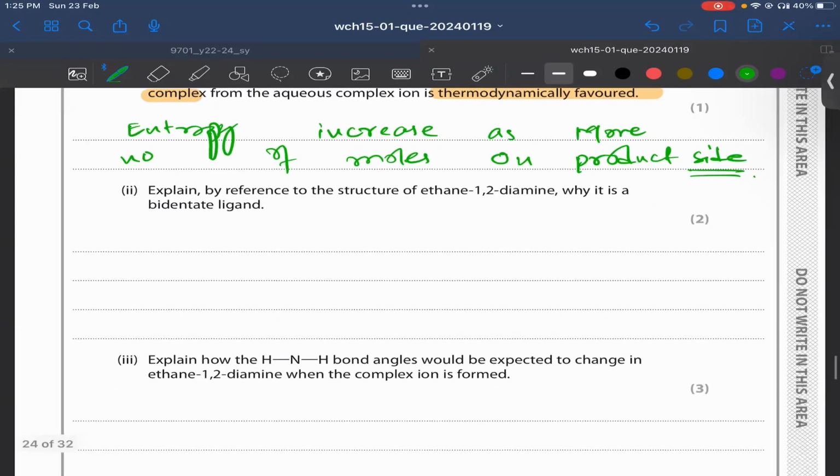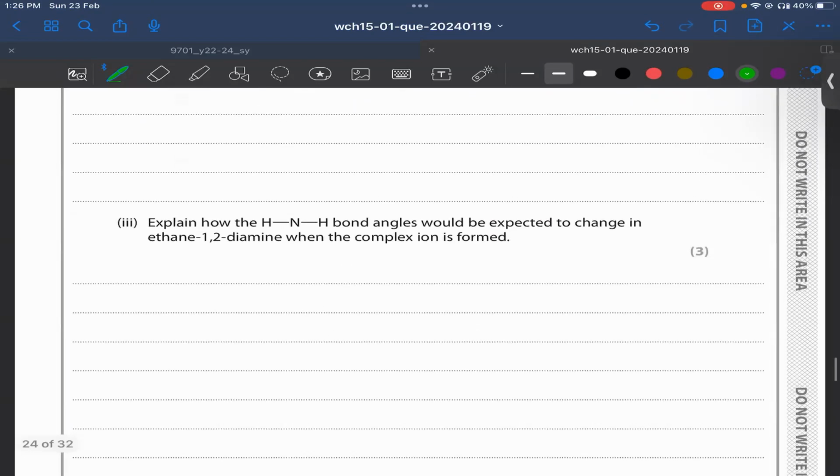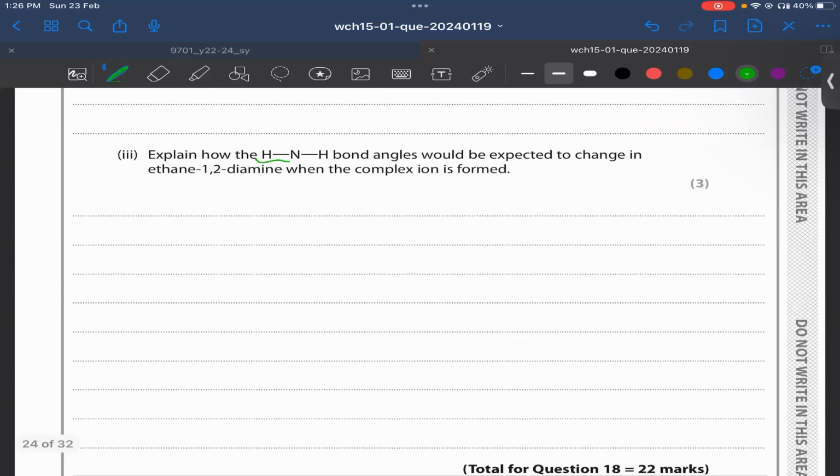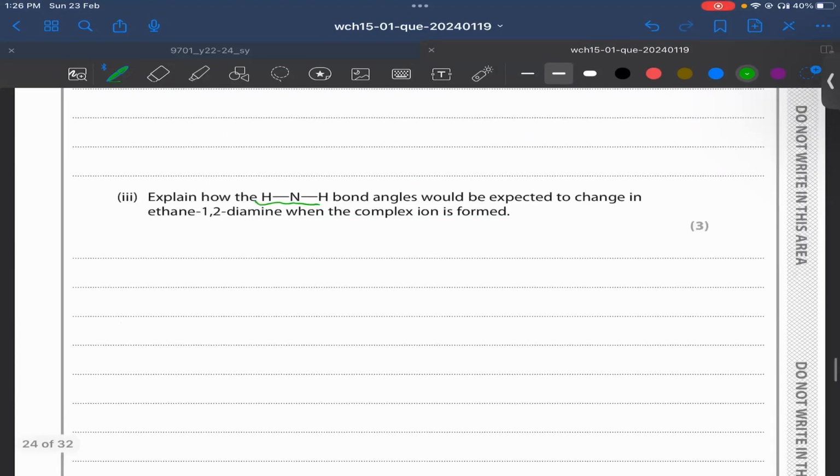Explain by reference to the structure of ethane 1,2-diamine why it is a bidentate ligand. Because it has two NH2 groups, right? Each nitrogen atom has a lone pair, and that's why it can act as a bidentate ligand. So I think it's pretty much clear. Is this part clear, beta? Any query? No, it's clear, sir. Okay. Explain how the H-N-H bond angle would be expected to change in ethane 1,2-diamine when the complex ion is formed.